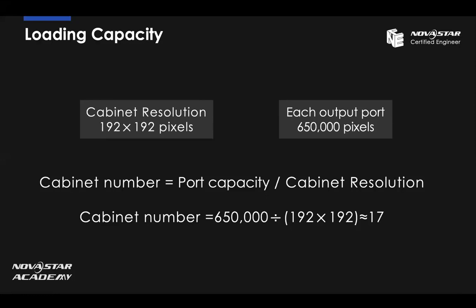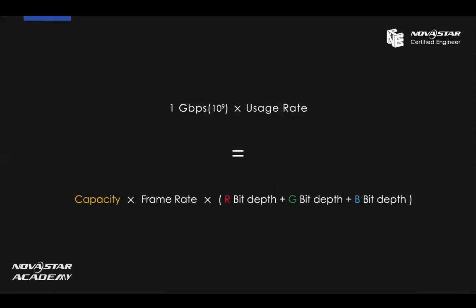Okay, but I've got a question. Have you considered why each output port can drive 650,000 pixels? How do we get this number? Actually, I've prepared a formula for you. As we all know, we use an Ethernet cable to carry the output from an LED controller to the LED video wall. 1 gigabit is the bandwidth of the Ethernet cable.